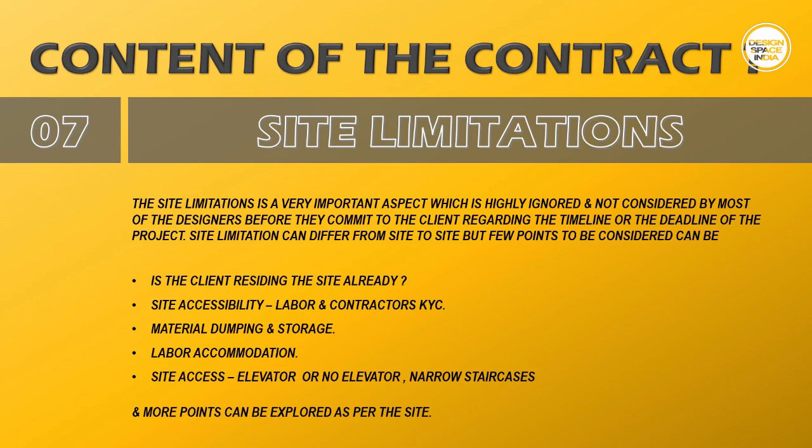Site accessibility: narrow staircases are a pain when lifting heavy kitchen counters or big furniture articles to the site. Width of the doors, availability of the elevators and size of the elevators. More points can be explored as per the site. Material dumping and storage, sometimes there is not enough space to store the raw material required for site execution. Labor accommodation: the deadline of the project is directly proportional to whether the labor is allowed to stay at the site and work, or they have to commute daily from their accommodation to the site.